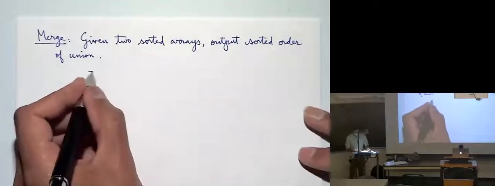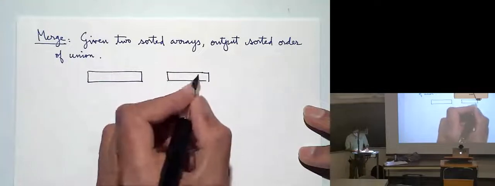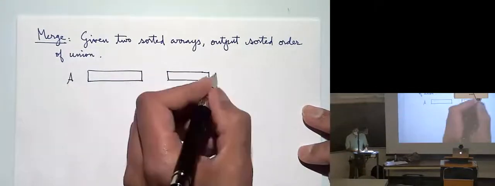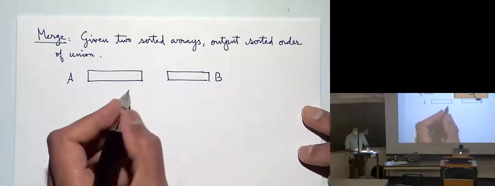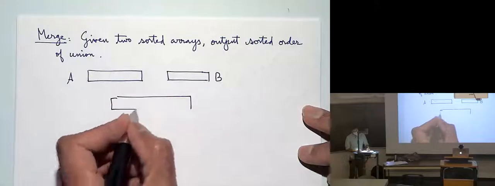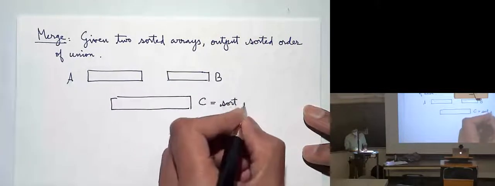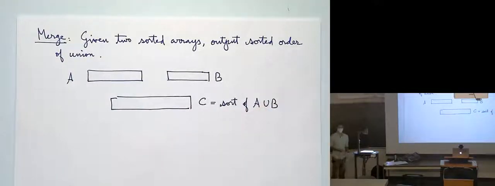So it says if you have two sorted arrays, I'm just going to refer to these as A and B here. And A and B are sorted. And you want to basically combine them to get C, which is the sort of A union B. It's an abuse of notation, but hopefully you understand what I mean. Basically, put all the elements together.